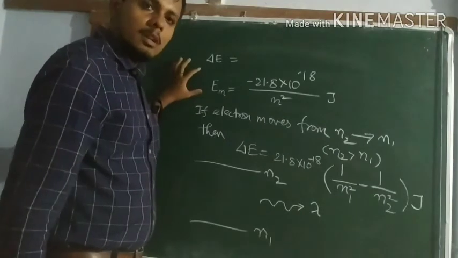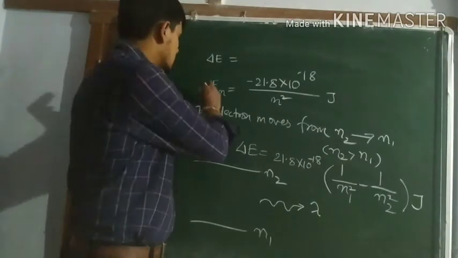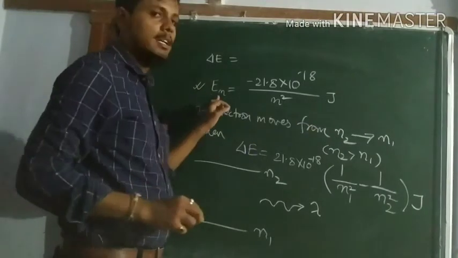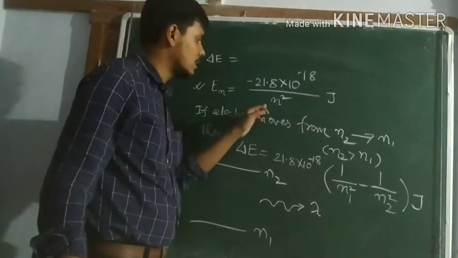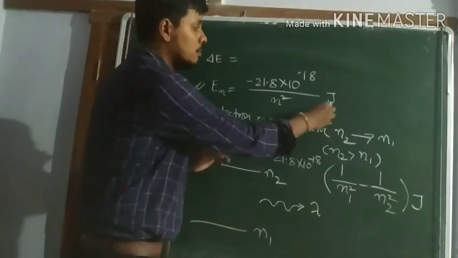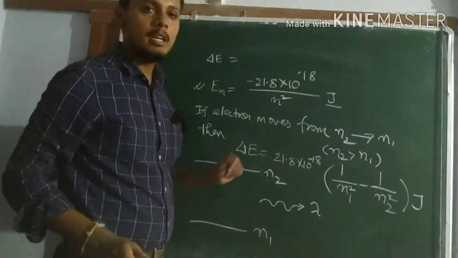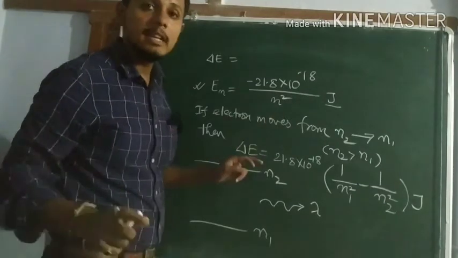So in terms of joule, if we represent En, that means energy of the nth shell in terms of n square, so the unit being joule, the expression that we get is En equals to minus 21.8 into 10 to the power minus 18 by n square joule.